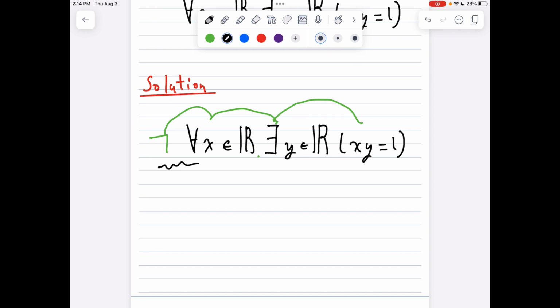When you negate "for all x," the negation of that would be "there exists." So if I were to say everybody likes pizza, that's how you can think of "for all." The negation would be, well, there's someone that doesn't like pizza. There would be one person that doesn't like pizza. That would be a clear negation. I mean, it could be more than one, but the negation of "all" is "there exists." So there exists an x in R.